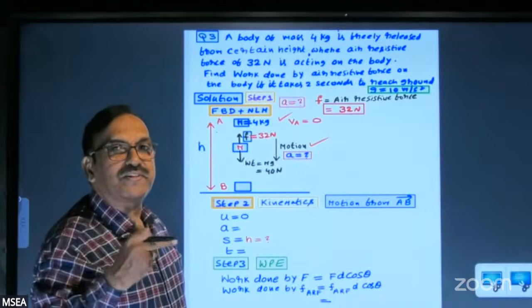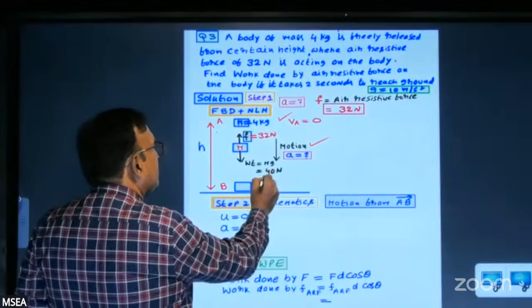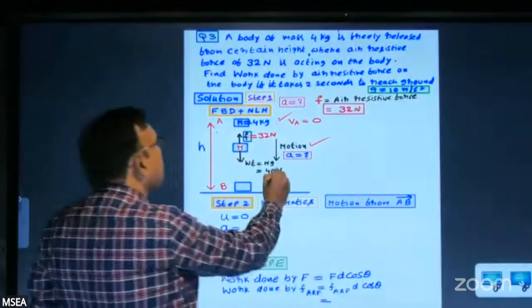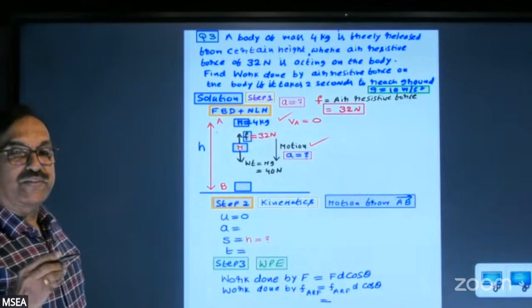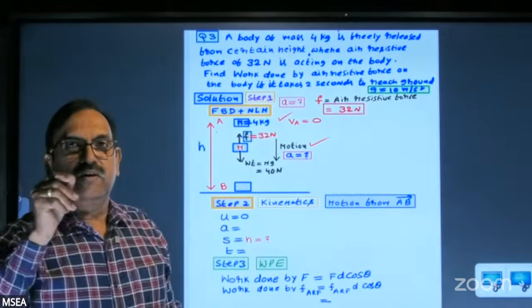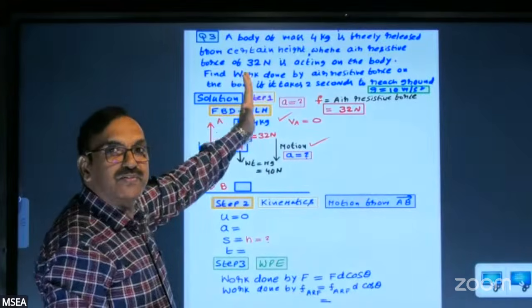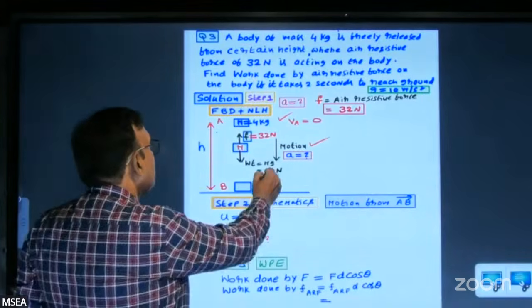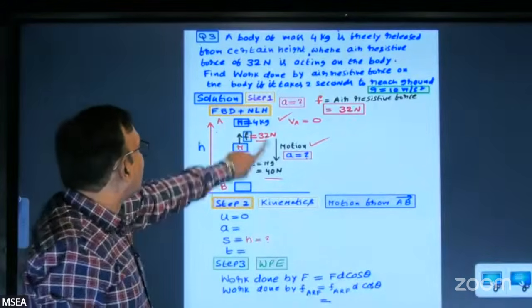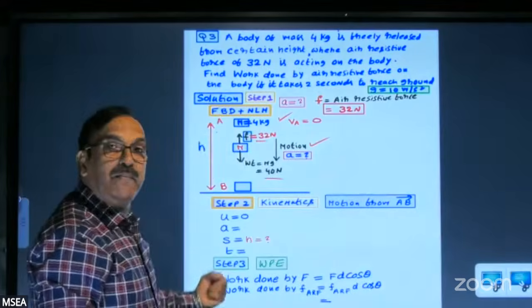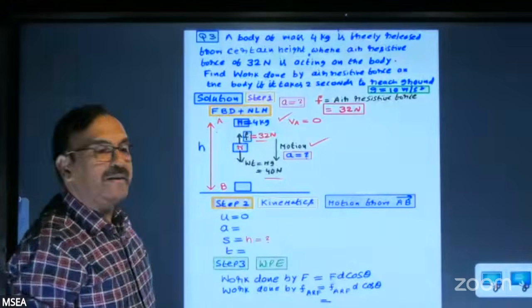Now, what are all the forces acting on the body? What is the first force acting on the body? Weight acts down, mg. So g is given as 10. So m into g, 4 into 10, 40 Newton. Air resistance force. Any resistive force acts opposite to the motion of the body. So motion is down, so air resistance force acts up. So weight 40 Newton down and air resistance force 32 Newton up. Under the action of these two forces, the body is coming down. Downward force is the dominant force and the body is coming down.